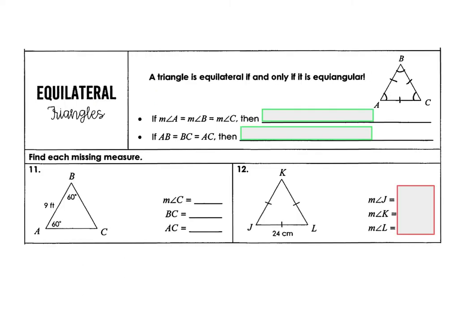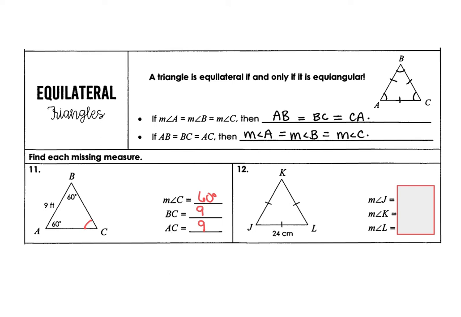A triangle is equilateral if and only if it is equiangular. All right? So if the measures of A, B, and C are all congruent, then that means your sides are all congruent. And vice versa. If your sides are all congruent, then the measures of your angles are all equal. So in this case, if they give me one of the sides, I automatically know my other two sides. And if they give me two of the angles, I automatically know my third angle. That's how it's going to work.